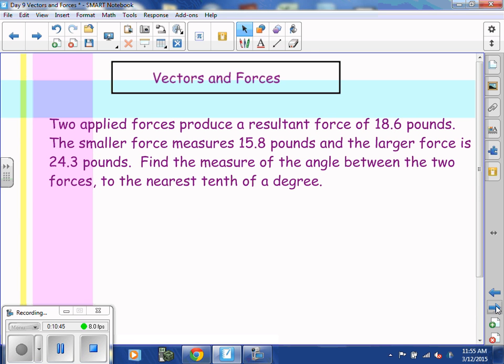Let's do this one. Two applied forces produce a resultant force of 18.6 pounds. Smaller force measures 15.8, larger force 24.3. Find the measure of the angle between the two forces to the nearest tenth of a degree. Okay, what do we have to start with? Parallelogram. Yeah.